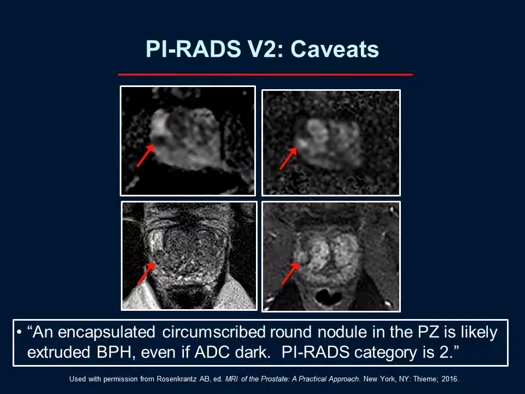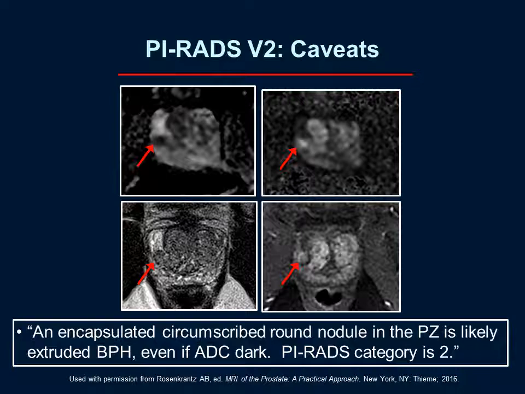On a related note, PI-RADS states that an encapsulated, circumscribed, round nodule in the peripheral zone is likely extruded BPH, even if ADC dark. PI-RADS category is 2. So the idea here is that on occasion, these BPH nodules can be extruded or displaced into the peripheral zone, in which case they can actually be somewhat challenging, because these nodules will show low ADC and will show early enhancement, which in the peripheral zone can create quite a bit of suspicion.